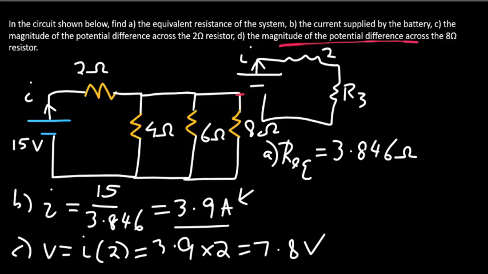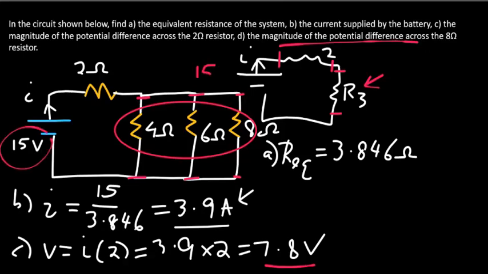Now the last part, the magnitude of the potential difference across this 8 ohm resistor. The potential difference across that 8 ohm resistor is the same as the potential difference across the 6 ohm resistor, and therefore the same as the potential difference across the 4 ohm resistor. After we combined these 3 resistors, we get R3. So all we have to do is to determine the potential difference across the resistor R3. We know the potential difference across the 2 ohm resistor is 7.8. We know what is being supplied by the battery is 15 volt.